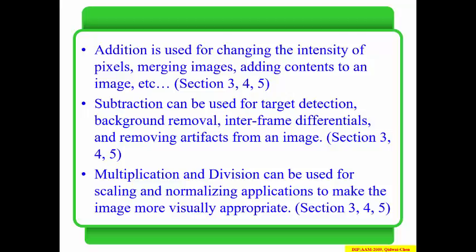Multiplication and division. These are the last two arithmetic operations that we can do on images. Multiplication and division can be used for scaling and normalizing applications to make the image more visually appropriate. Let's say, for example, I have captured an image in an environment that was not correctly illuminated, or that has not enough illumination. Okay, so in this case, my image will be dark.